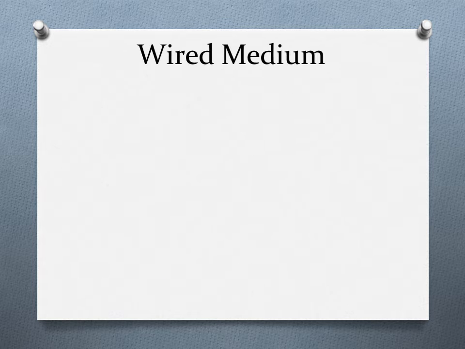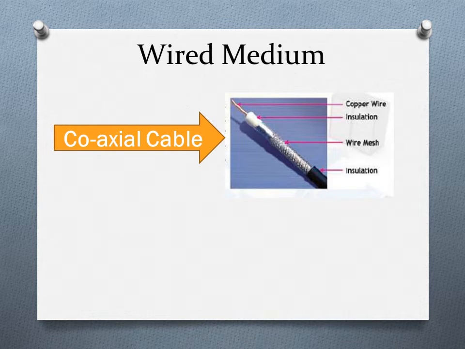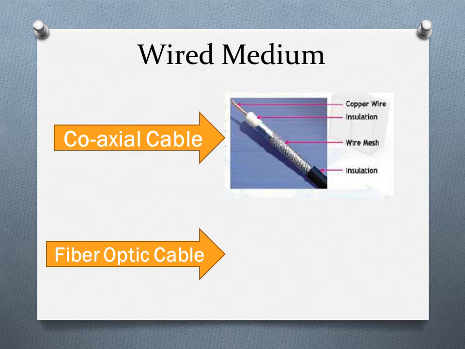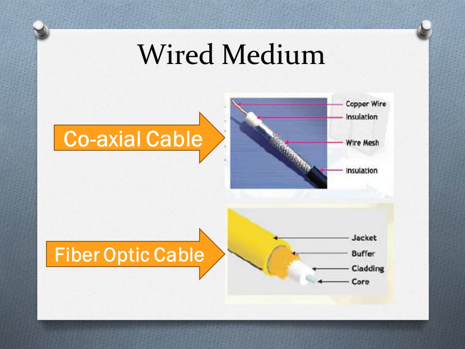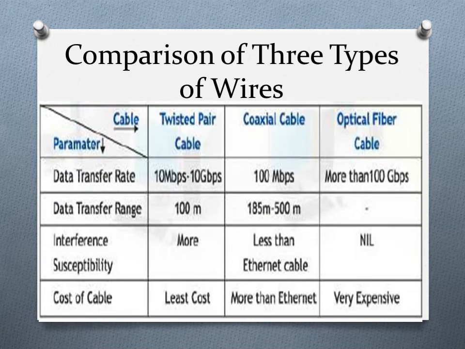Next is coaxial cable. Before twisted pair cables, coaxial cables were used to frame a network. But now also you can see these cables being used for dish TV connections or cable TV connections. Then comes the optical fiber cables or fiber optic cables. These are the cables used nowadays for network as they carry data for a very large distance with high speed. The comparison of these three cables is on the screen.